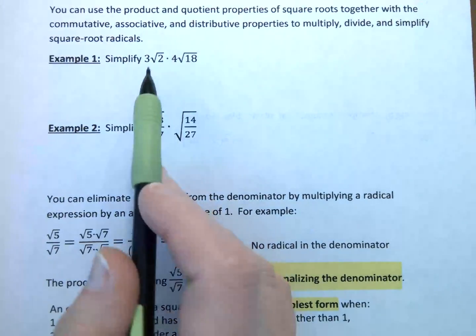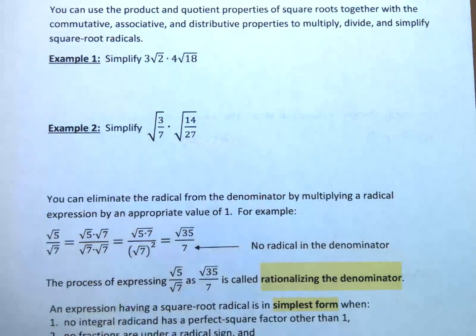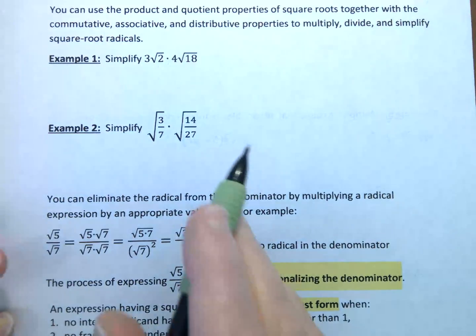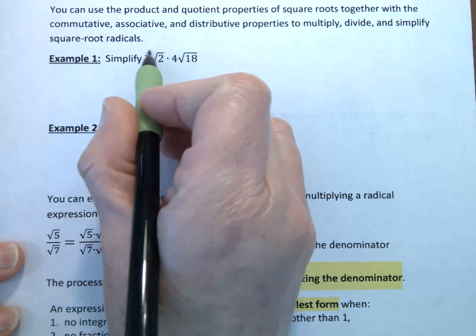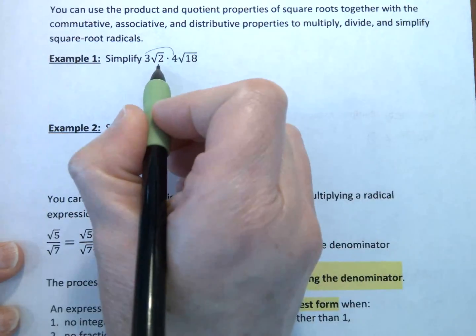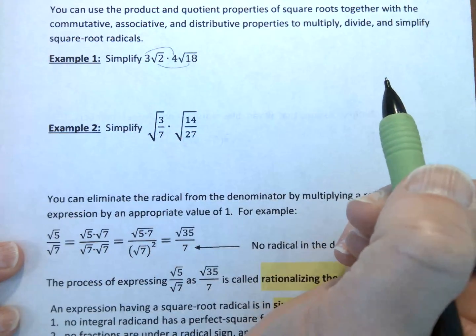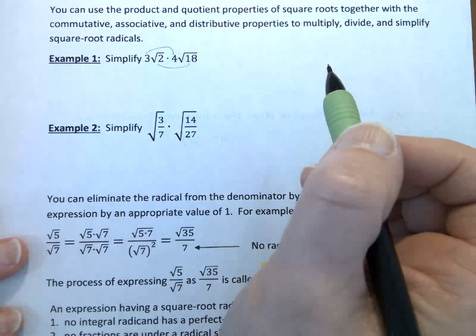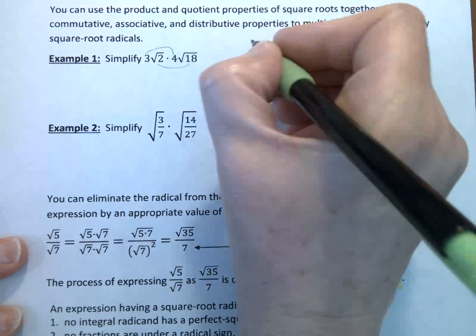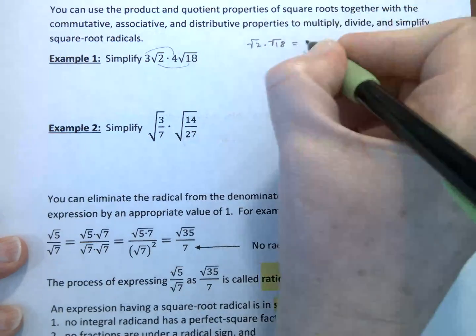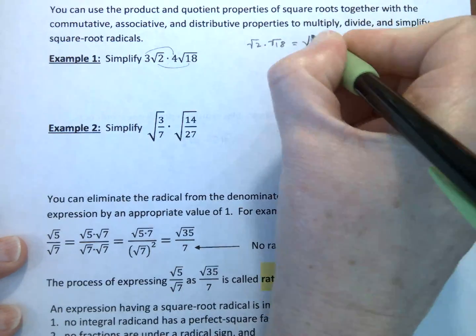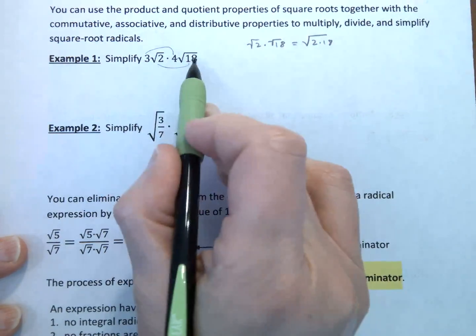We have 3 square root of 2 times 4 square root of 18. And basically, the rules that we've learned so far tell us that we can multiply the coefficients together and we can multiply the radicals together. Okay, because remember we talked about the rule: the square root of 2 times the square root of 18 is the same as the square root of 2 times 18. That allows us to multiply the radicals together.